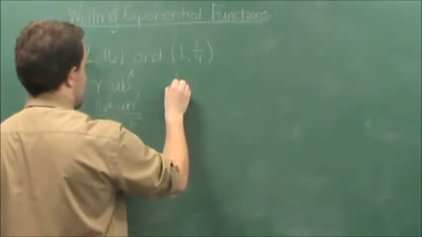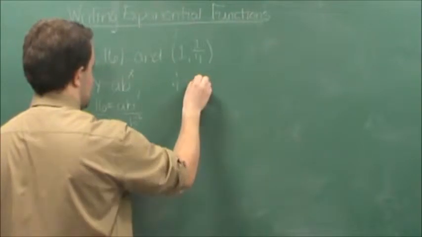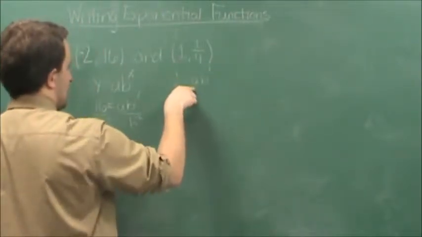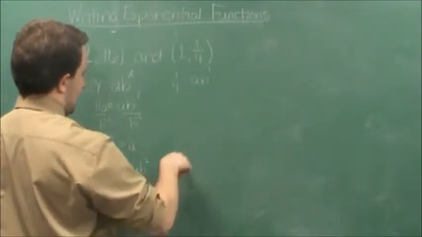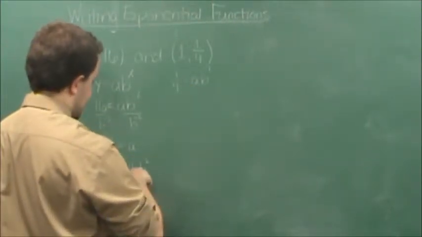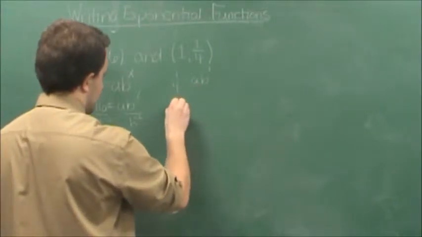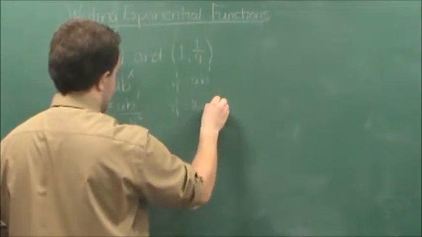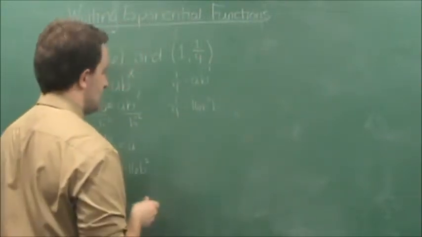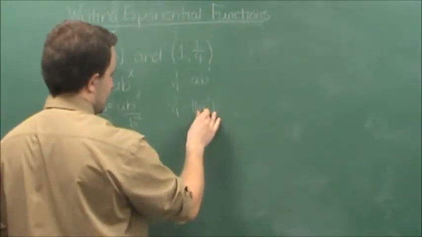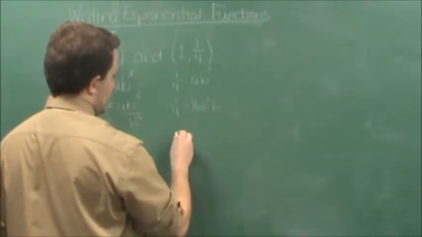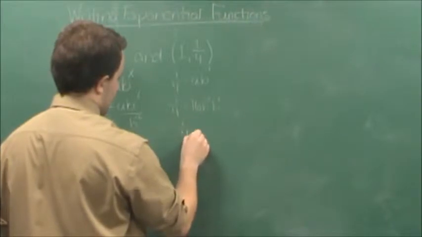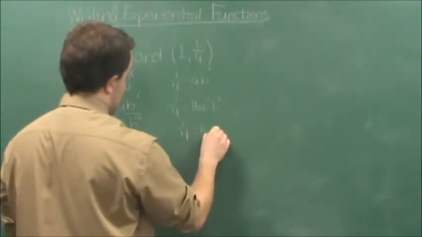So we have 1/4 equals ab to the first power. Remember, I'm going to substitute this quantity, 16b squared, in for a. So I have 1/4 equals 16b squared times b. We have b squared times b, and that's just going to become b cubed when you add the exponents. You get 1/4 equals 16b cubed.